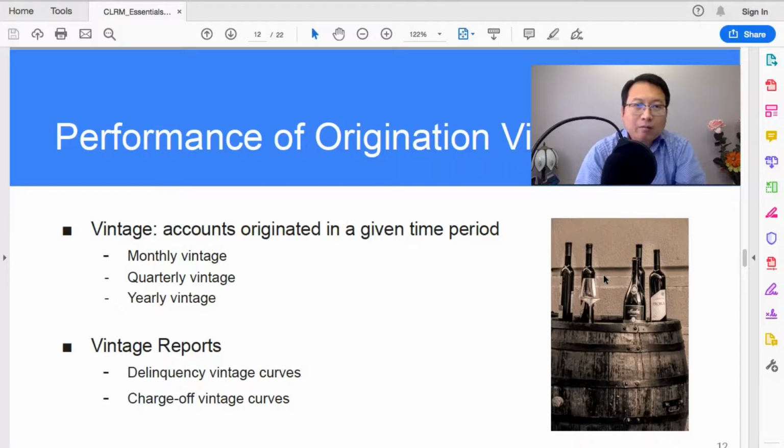Okay, so the performance metrics for vintage reports typically are delinquency vintage curves and the charge-off vintage curves. Eventually, the loss will be captured in charge-off, but often we do not want to wait for 6-7 months to see the charge-off. We want to know the information early on, so we need to monitor delinquency in addition to charge-off.